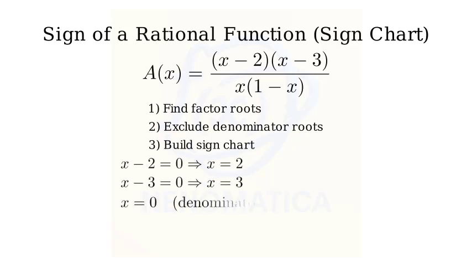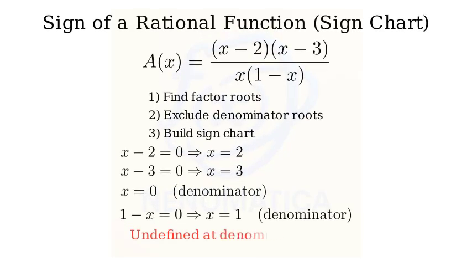Let us solve each factor equal to 0. X minus 2 equals 0 gives x equals 2. X minus 3 equals 0 gives x equals 3. X equals 0 comes from the factor x in the denominator, and 1 minus x equals 0 gives x equals 1, also in the denominator. The fraction is undefined at x equals 0 and x equals 1.